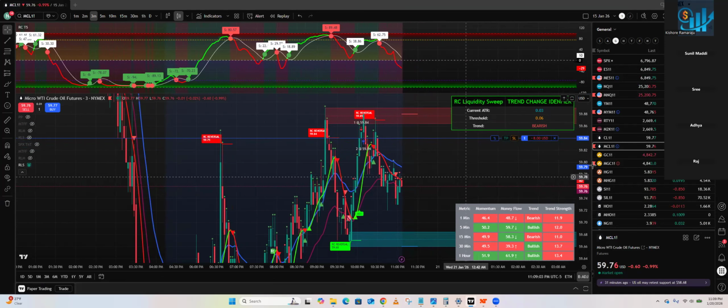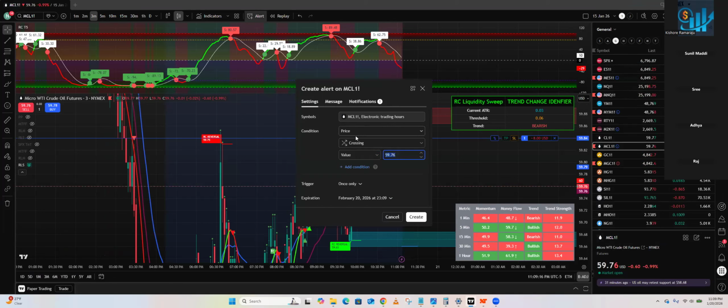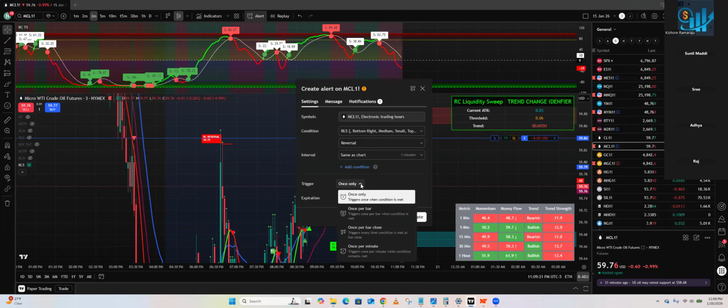One last thing, in the alerts, here you will be putting only once when the condition is met? Only for preview you can do once only, but for these reversals you can do once per bar close. Oh, once per bar close. Okay.